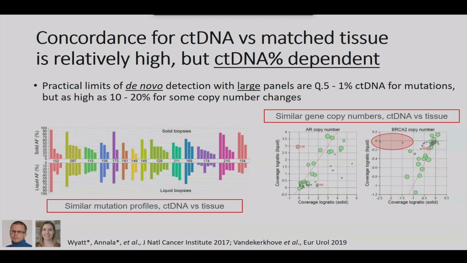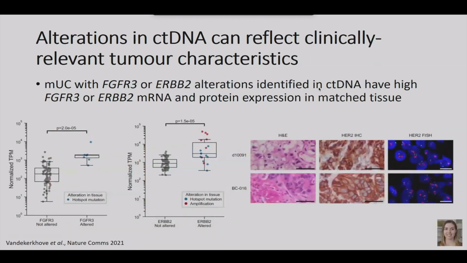Copy number profiles also very concordant. We've seen this across prostate and bladder cancer as well. And to give you an example, actually from bladder cancer, the alterations in ctDNA do seem to reflect clinically relevant tumor characteristics. So this slide here is showing metastatic UC with FGFR3 or ERBB2, that's the HER2 gene, with those alterations identified in ctDNA.